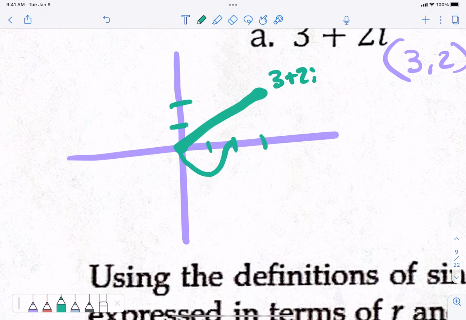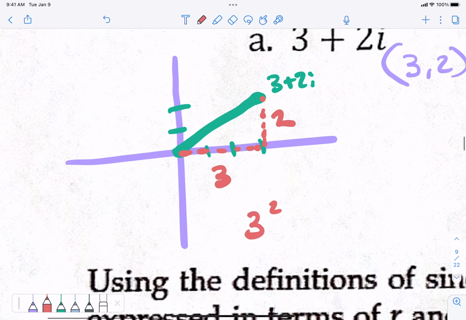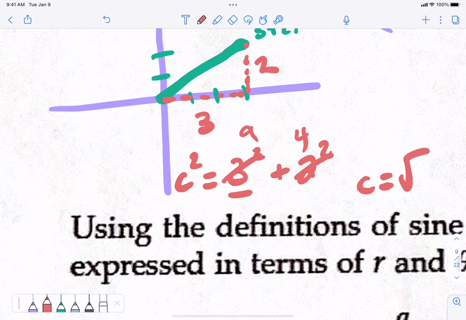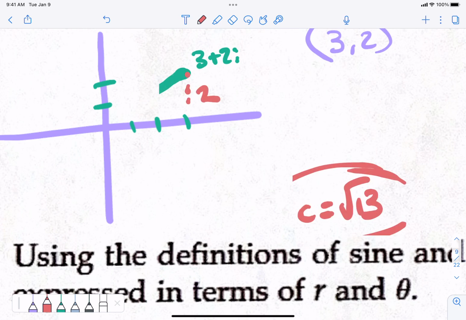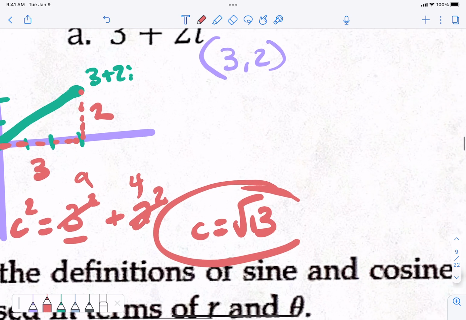To find how far this is, I can use the Pythagorean theorem. If I make this into a box, I make it into a right triangle. What's the x distance? 3. What's the y distance? 2. So a squared plus b squared equals c squared. 3 squared plus 2 squared, 9 plus 4. C squared equals 13, so c equals the square root of 13. We will leave it as the square root of 13 if it doesn't come out nicely. You can probably do this without actually having to graph it, because take a look at this.